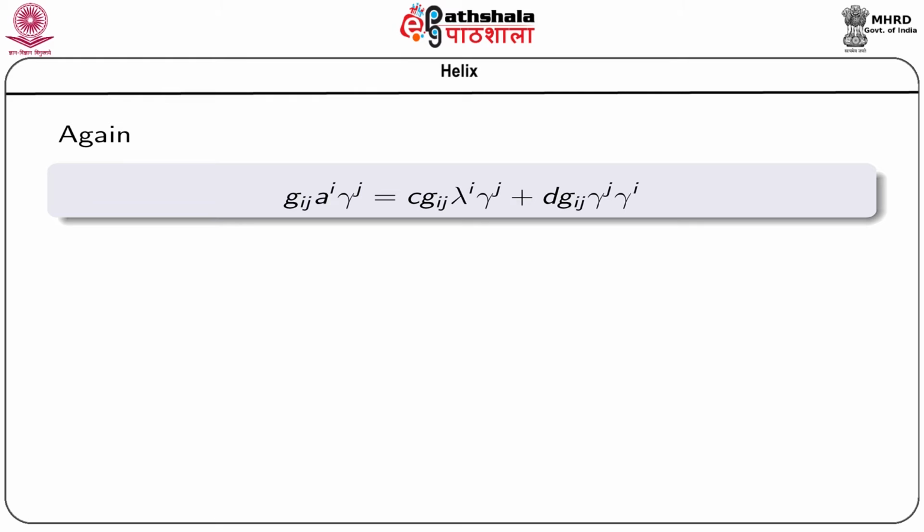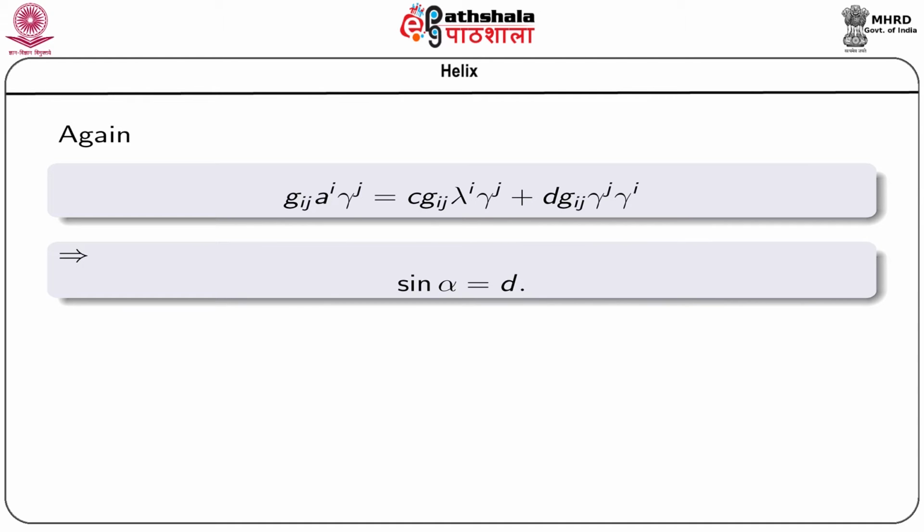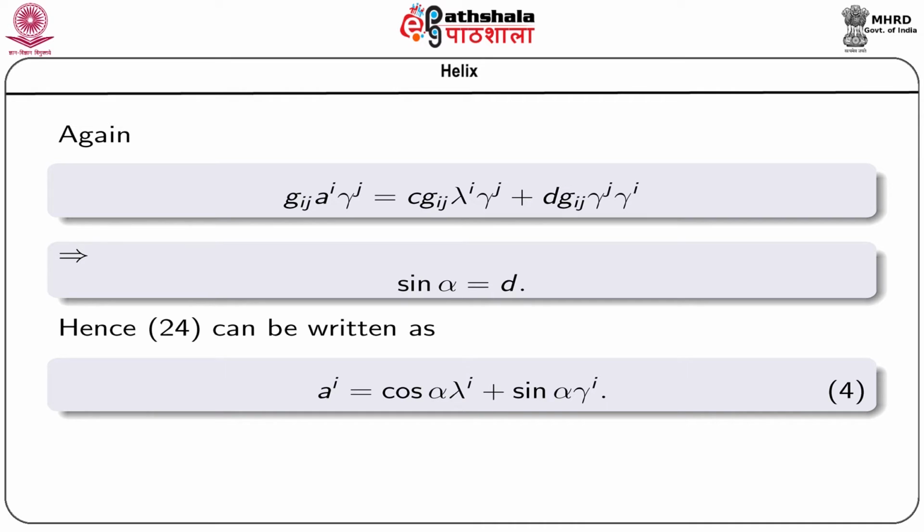Again, from the above relation we can get G_ij A^i gamma^j. That means, we multiply both sides by G_ij gamma^j, and we get G_ij A^i gamma^j equals C G_ij lambda^i gamma^j plus D G_ij gamma^i gamma^j, and from here we get sin alpha equals D. Hence, the above equation can be written as A^i equals cos alpha lambda^i plus sin alpha gamma^i.